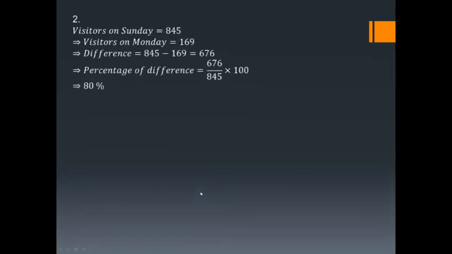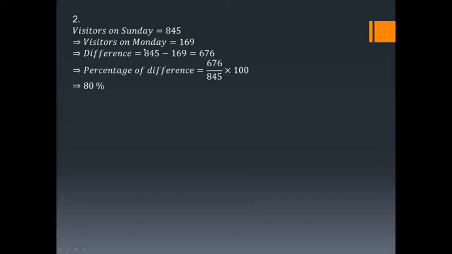Let's go to the next question. Yes, in the city there is a zoo. On Sunday there are some visitors. There are so many visitors on Sunday, that is their holiday, it seems.